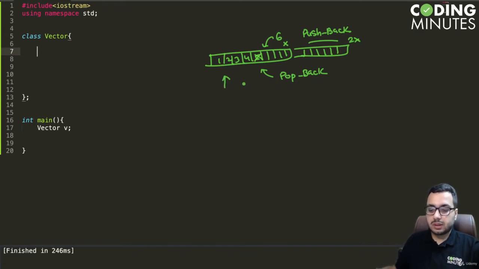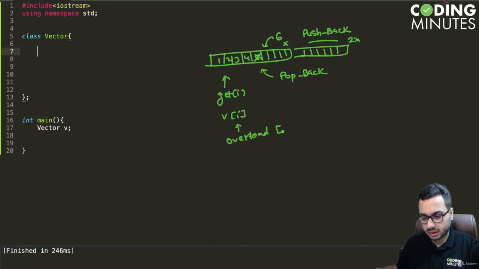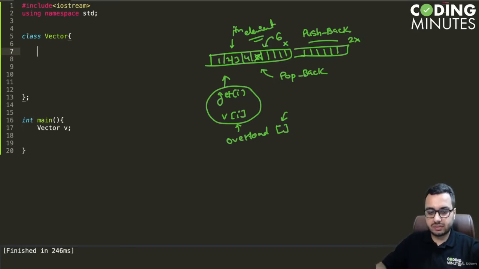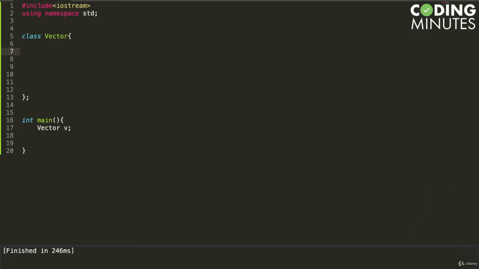Also we need to support a function, let's say get. I want to get an element which is at the ith index, or I should be able to write v of i. So here we are going to overload the square brackets operator. Both of them are going to do the same work. Either we make a method or we do operator overloading. Whenever this operator is called with an integer, we will return the ith element of the vector. So these are the few operations that we will definitely like to have in our vector class.